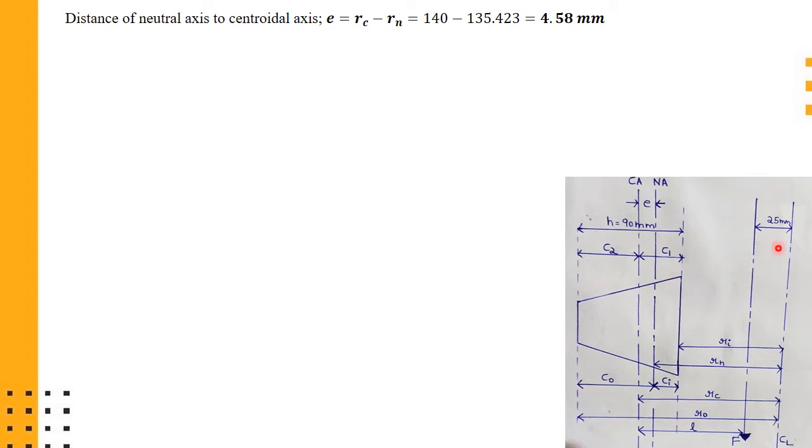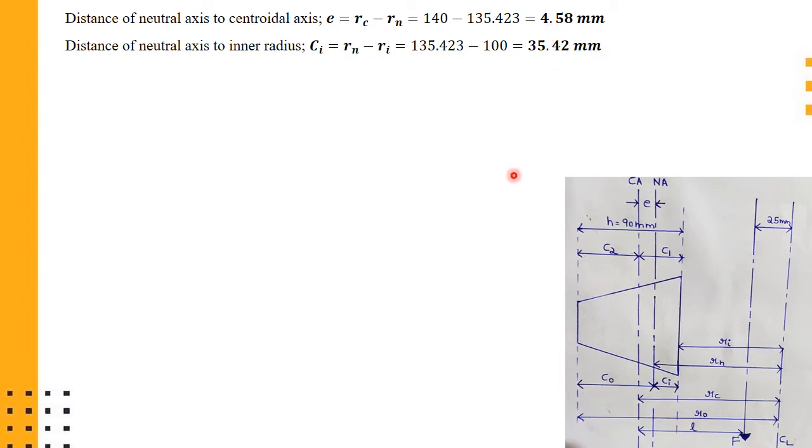So we'll calculate the remaining things. First is the distance of the neutral axis to the centroidal axis, that is the eccentricity E. If we know the radius of the centroidal axis and the radius of the neutral axis, then we can calculate eccentricity E. E is equal to RC minus Rn. So substitute the values and you can get the eccentricity.